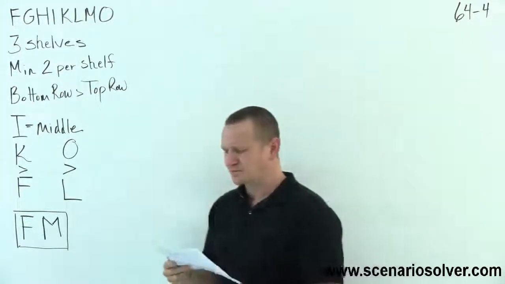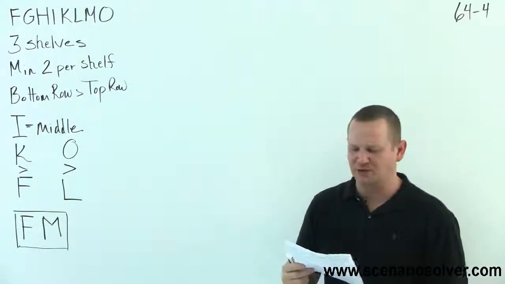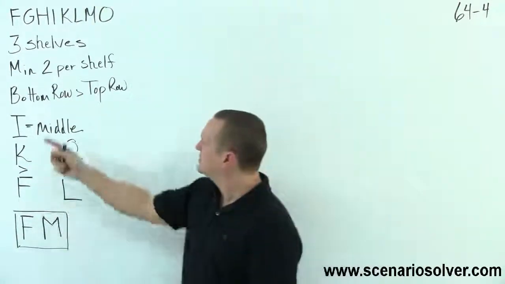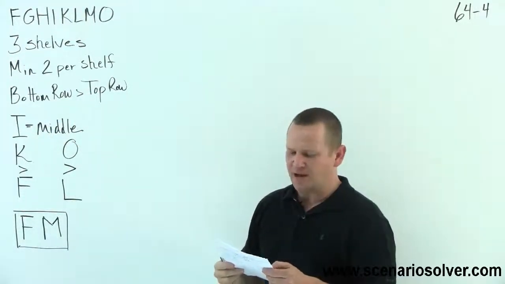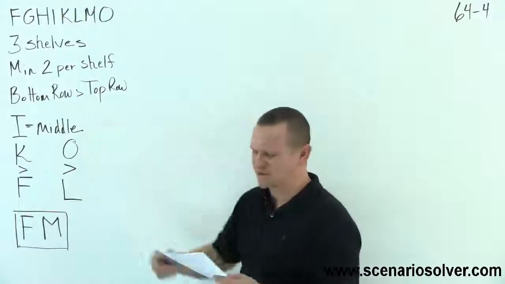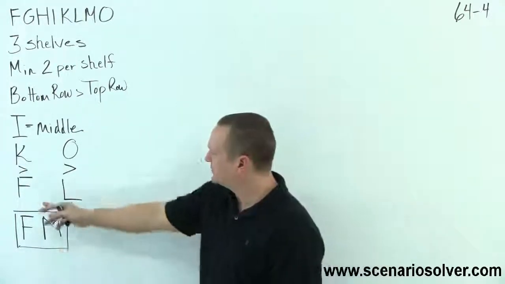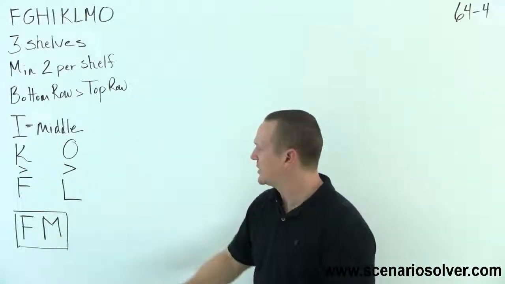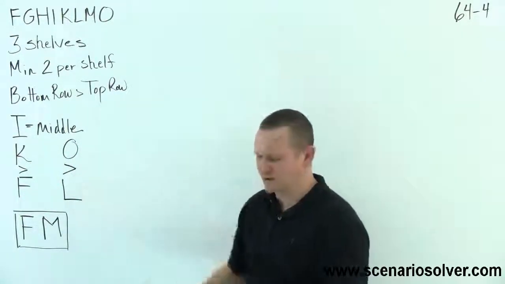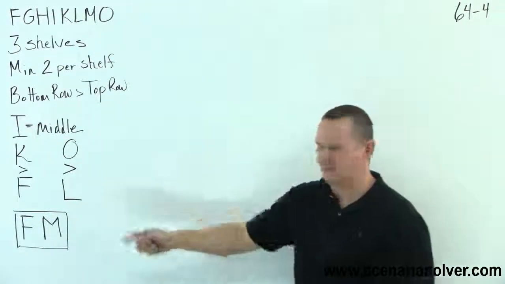Okay? All right, so the following conditions must apply. More of the books are placed on the bottom shelf than the top. So the bottom row has a greater number than the top row. I is placed on the middle shelf, so I is in the middle. K is placed on a shelf higher than F, so we show it like this. K is greater than F. O is placed on a higher shelf than L, so O is greater than L. And then F is placed on the same shelf as M.